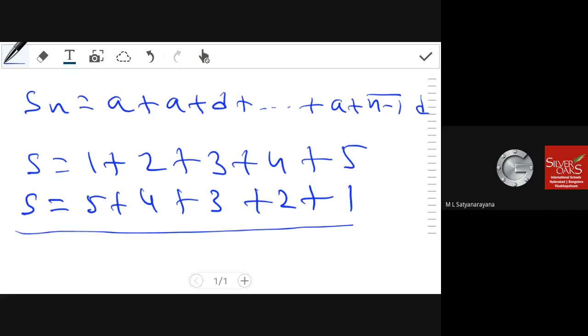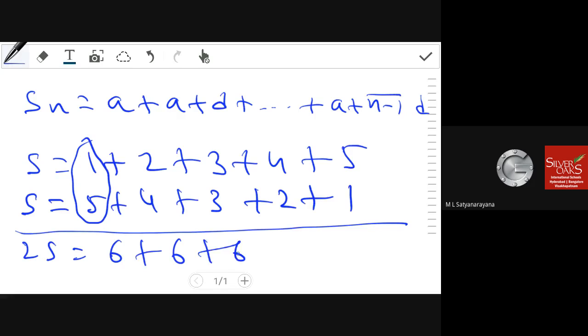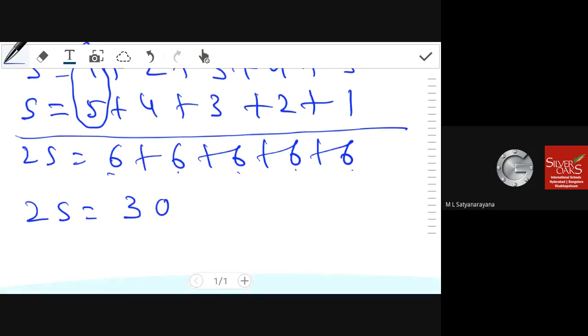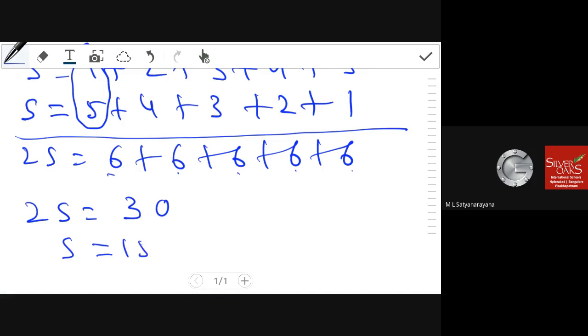Now let's add these two. S plus S is 2S. 5 plus 1 is 6, 4 plus 2 is also 6. 6, 6 and 6. So 2S is equal to, how many 6s do we have? 1, 2, 3, 4, 5. So it is 30. 5 sixes are 30. So S will be 15. 30 over 2 is 15. This is a small basic example.